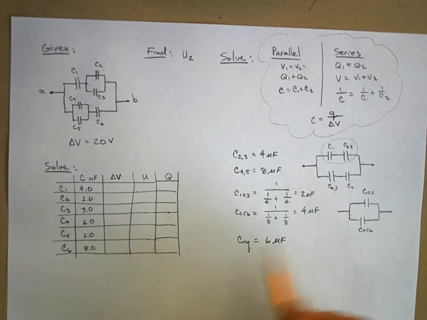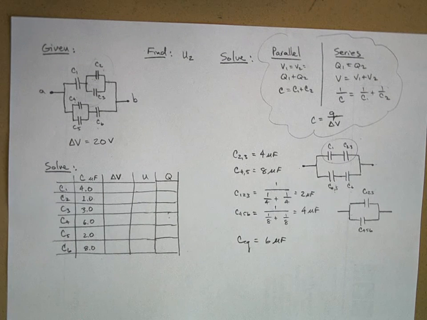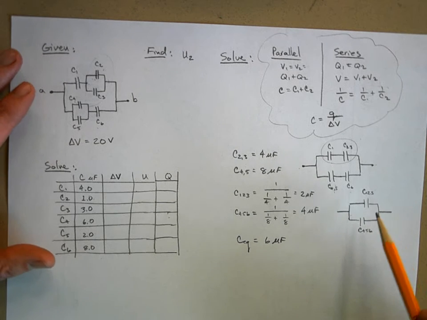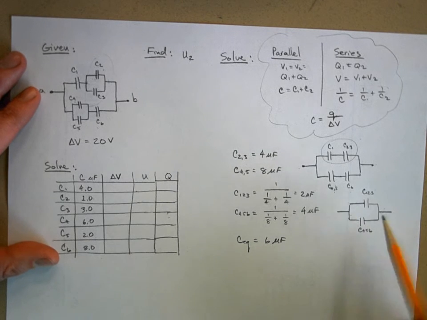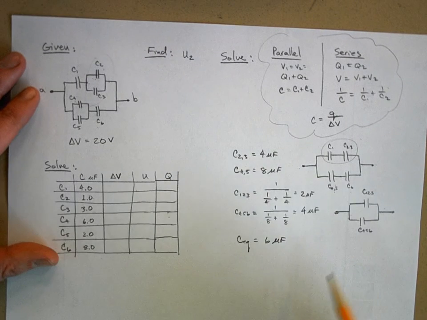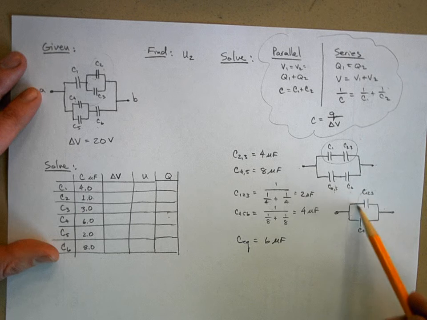Now this was as far as the example problem in your book went. But now let's take it further. What if you need to go backwards and you need to figure out how much charge there is? Well, if I look at this, I know that this is 20 volts. It's given that from here to here is 20 volts. So can I figure out how much charge is on here?